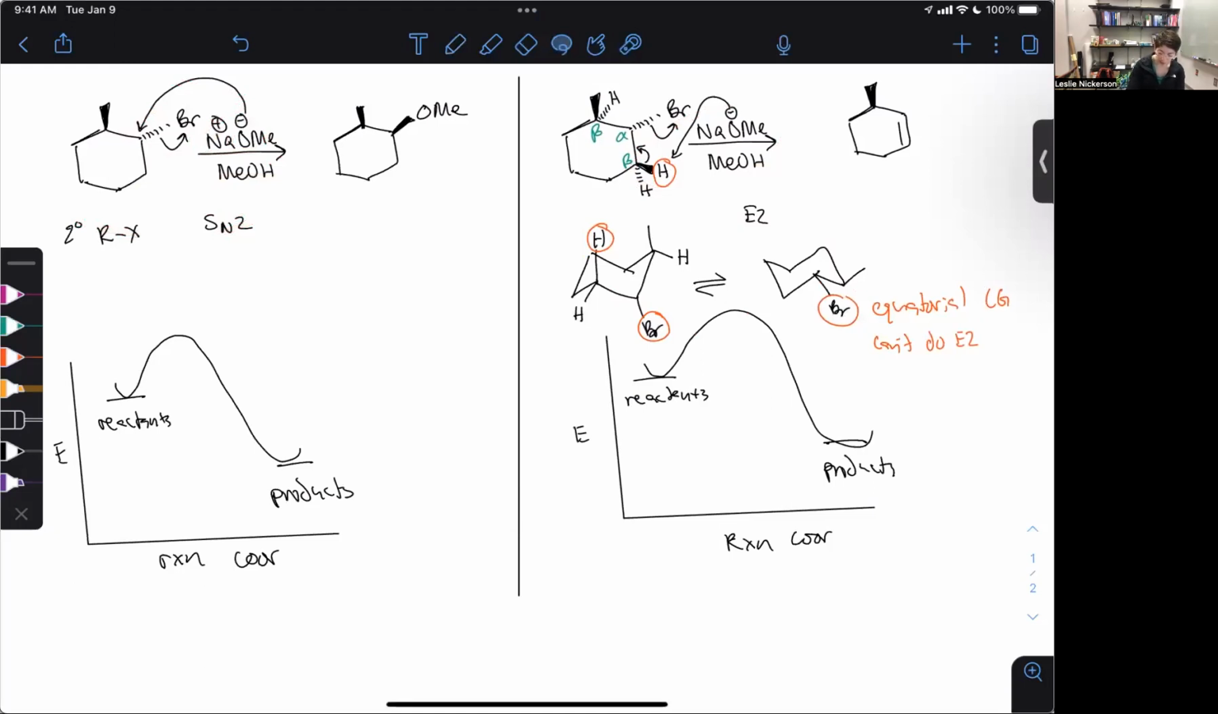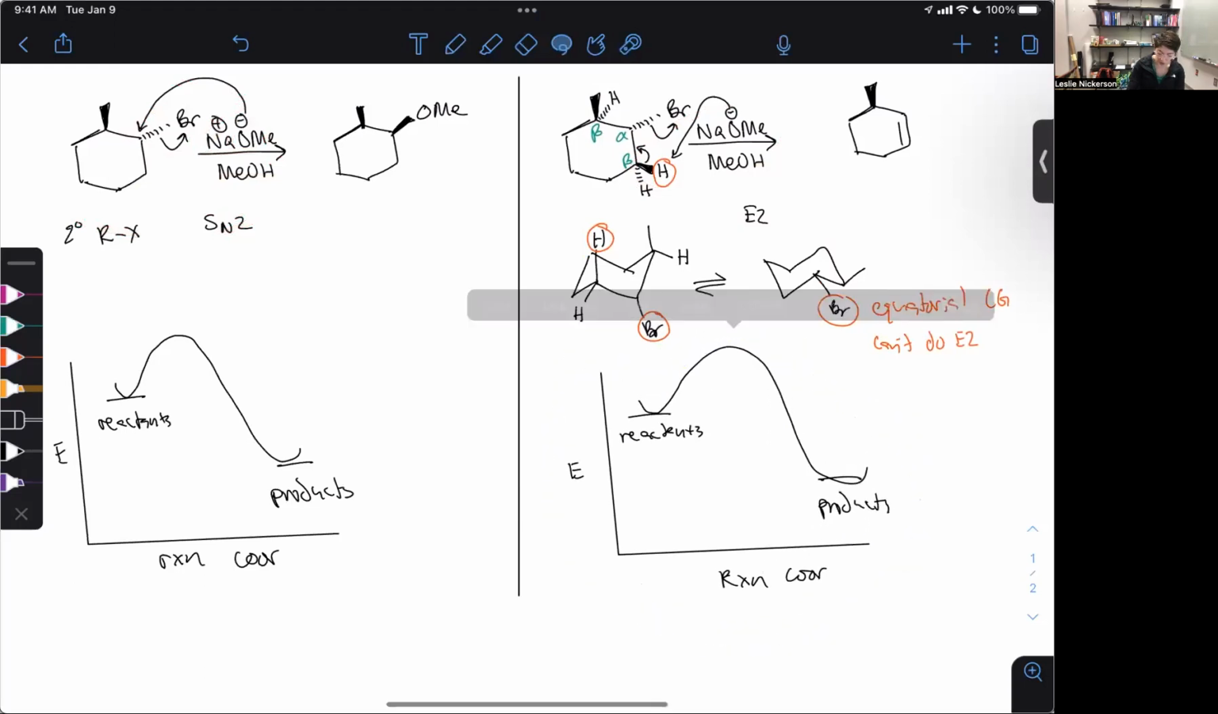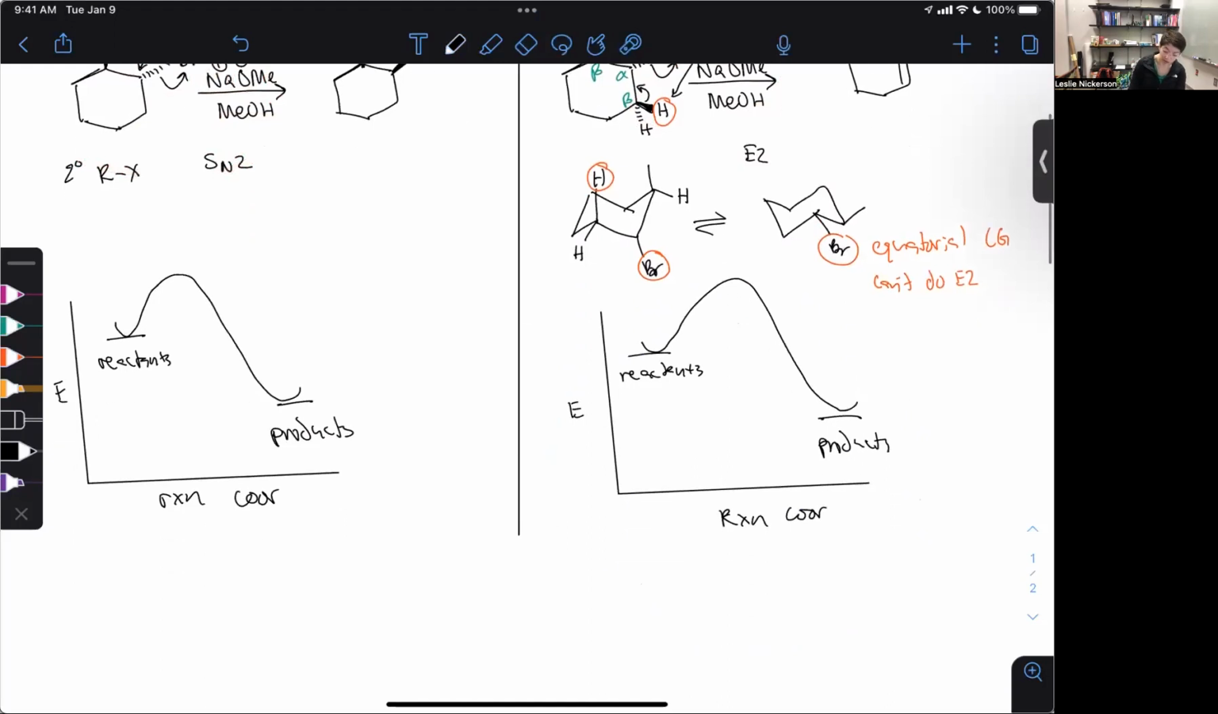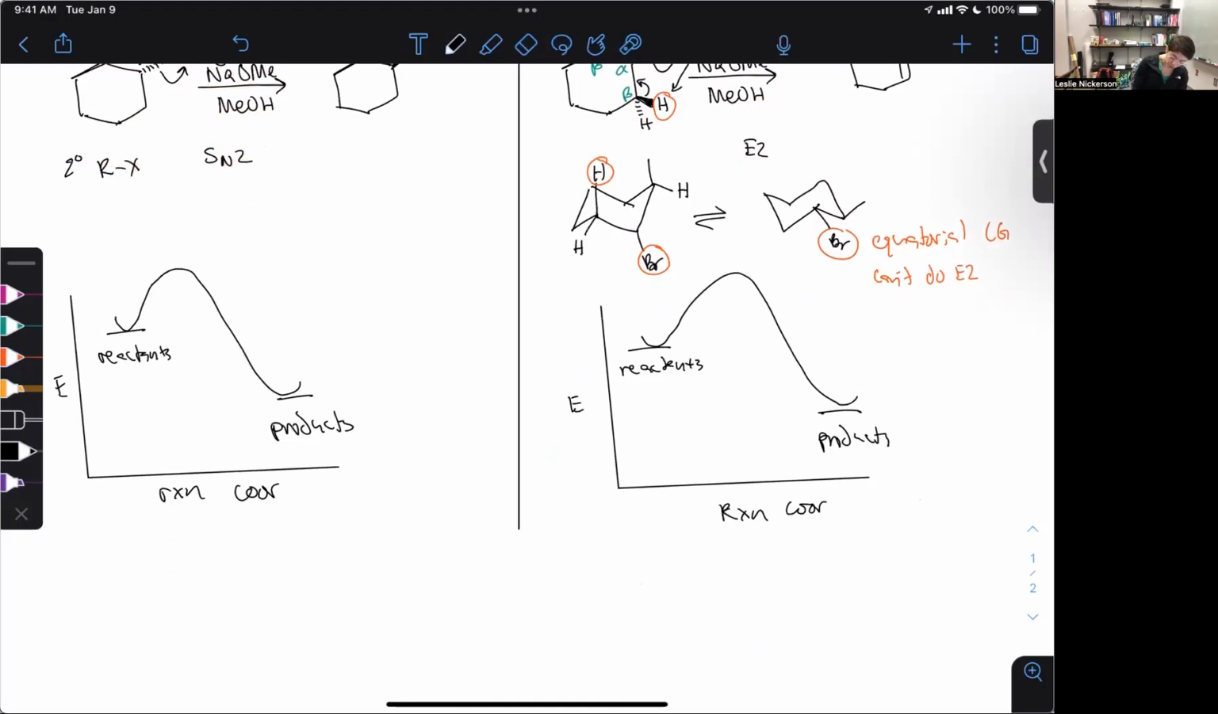Okay, and then we end up getting the same reaction coordinate diagram. So the reaction coordinate diagram is very, very similar. That is something you want to think about. The reaction coordinate diagrams being very similar is something we want to consider because they are both a concerted mechanism.